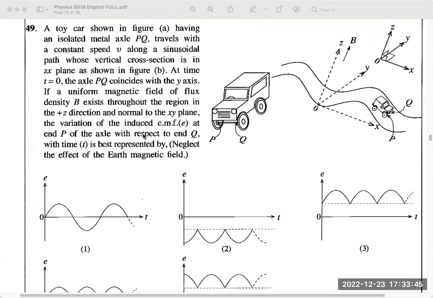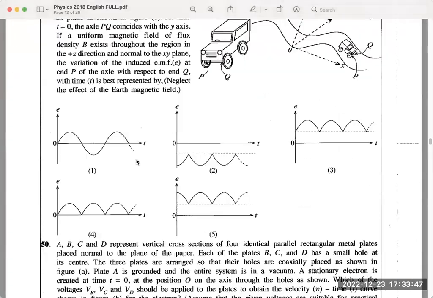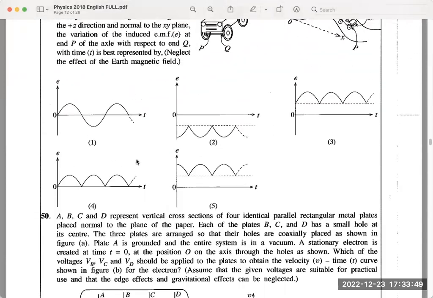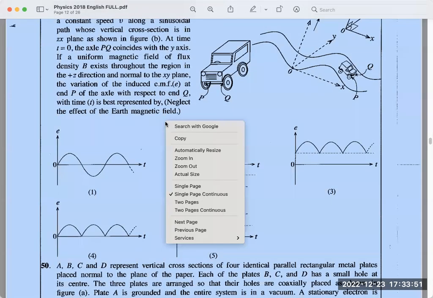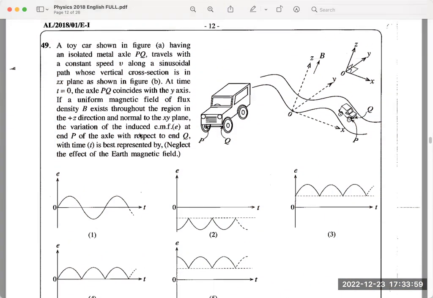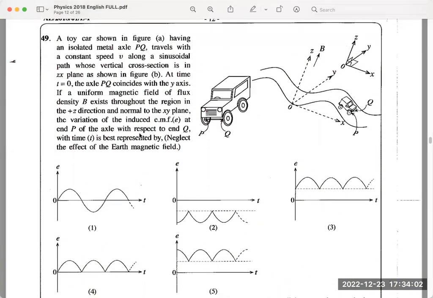49th. Right, this is about, people, electromagnetic induction. Okay, I think I might need some extra time to explain this. Now forget about the Jeep. Forget about the Jeep in this question. It's about the electromotive force induced in the rod here, the PQ rod. So let's forget about the Jeep really.